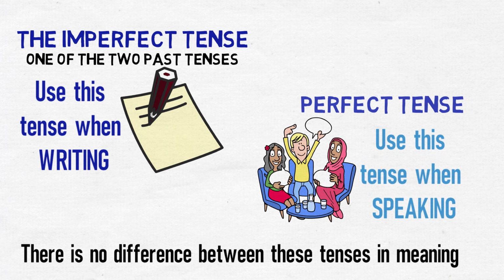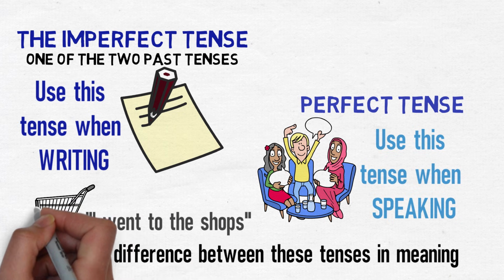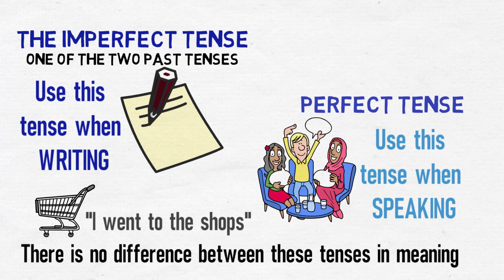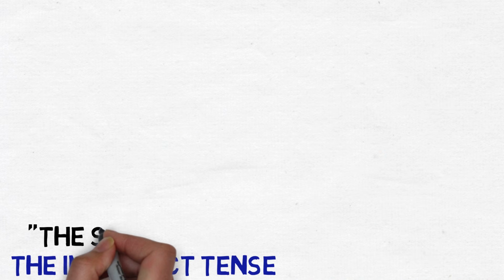It's important to recognise that there's no real difference in the translation of the two tenses. The English sentence, I went to the shops, can be translated using either the imperfect or the perfect tense. The imperfect tense is also known as the simple past tense.